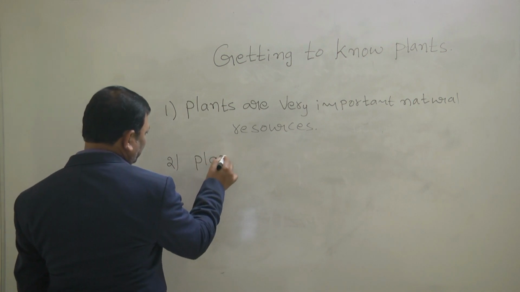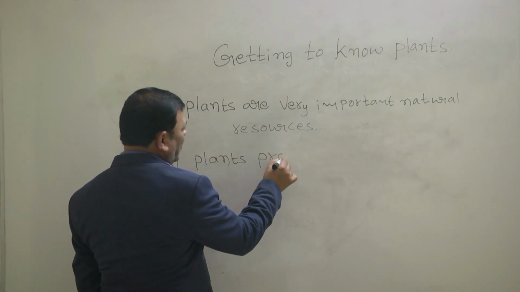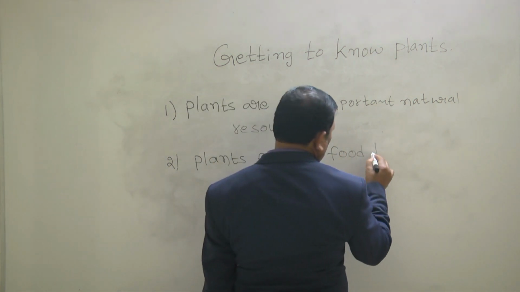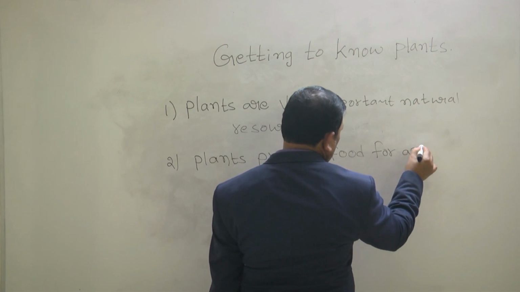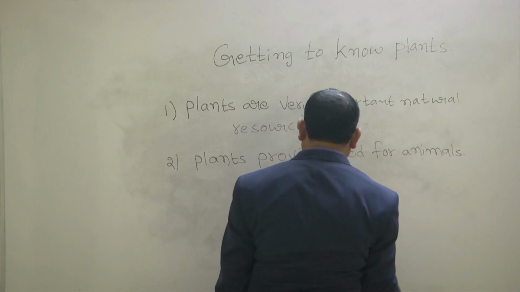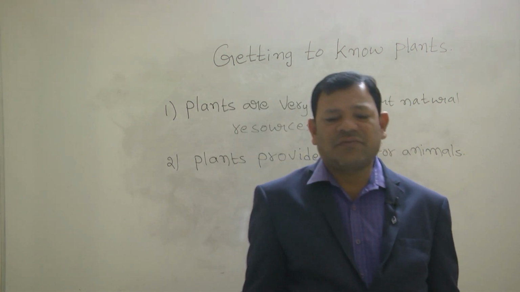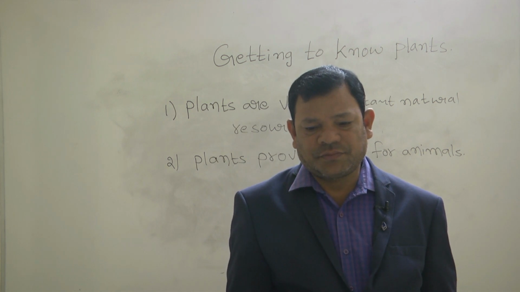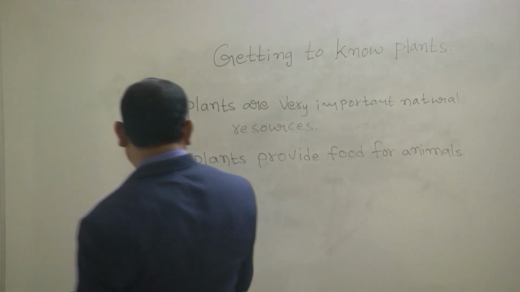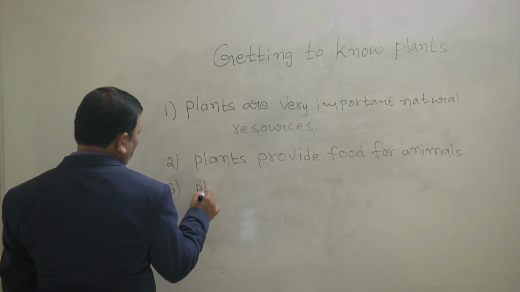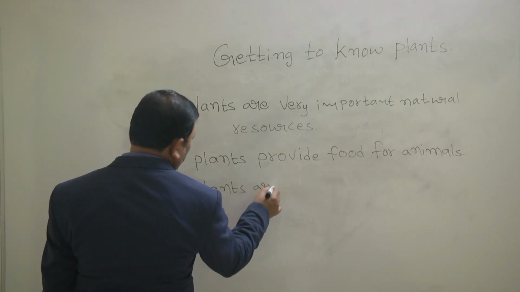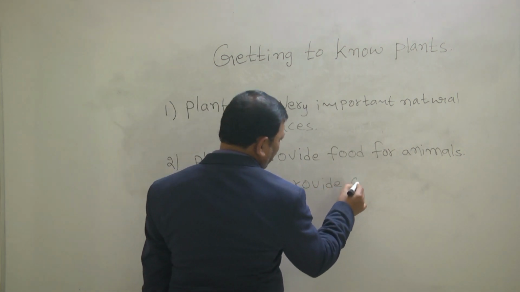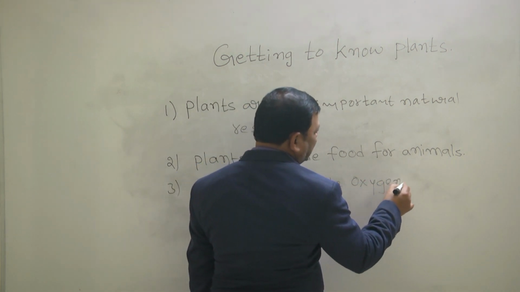Plants provide food for animals. Plants provide food for the animals. Next, plants provide oxygen gas.